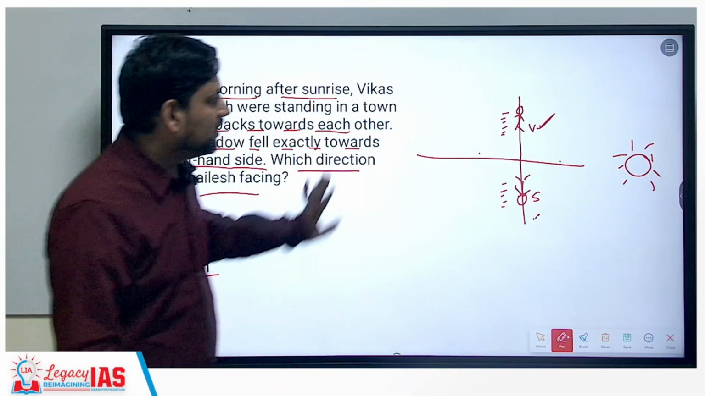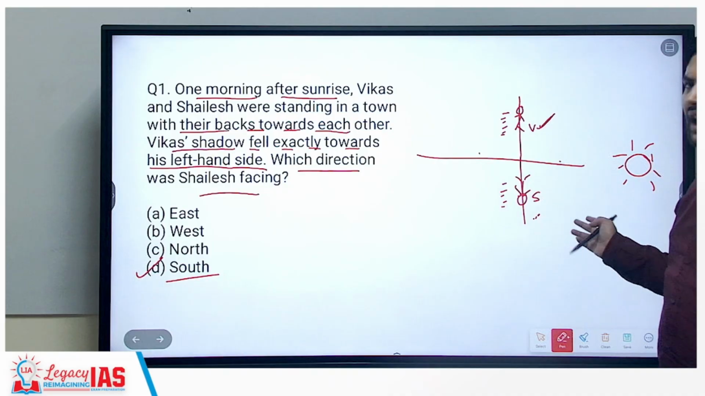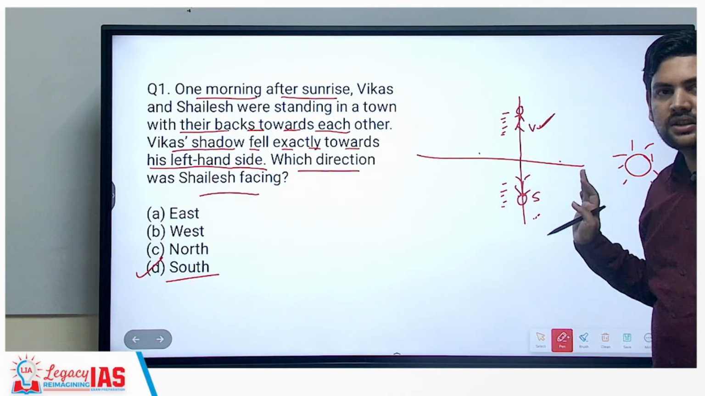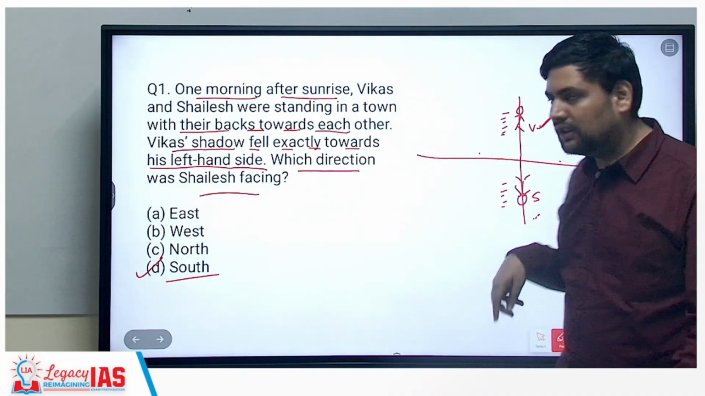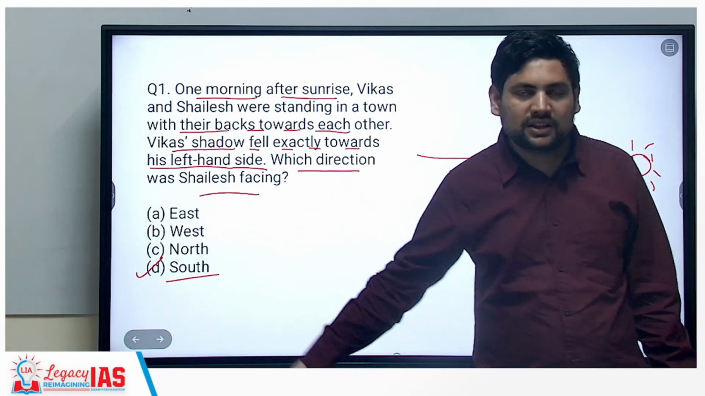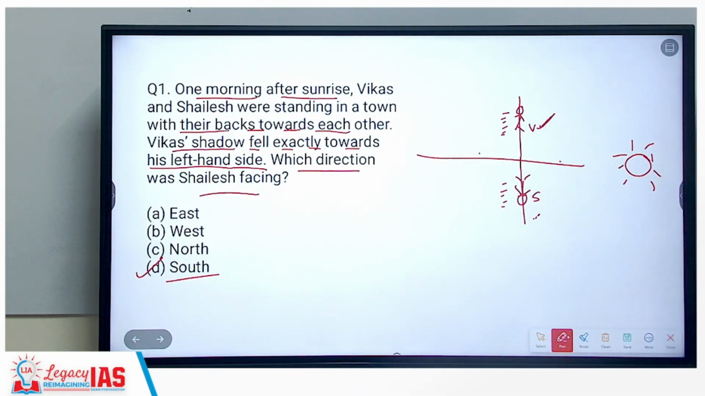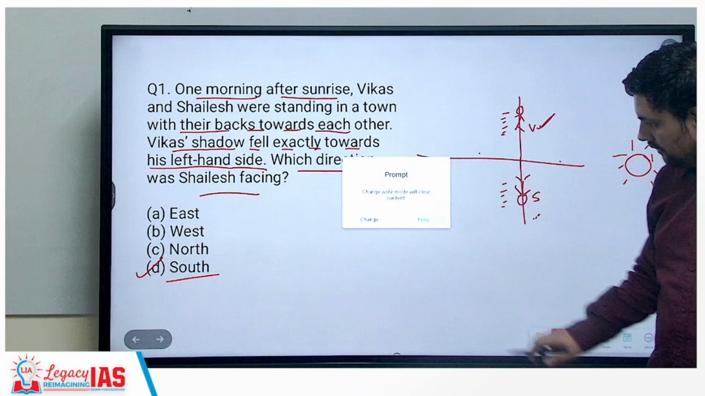Understood? Vikas is going north, his shadow is forming towards his left. Shailesh is going south and his shadow does not matter, only this is asked from you. His shadow will actually fall towards his right. Towards his right, Shailesh's shadow. Okay, then let's do the next one.